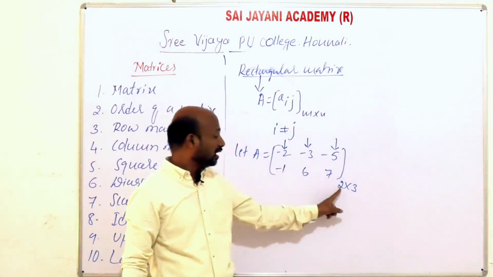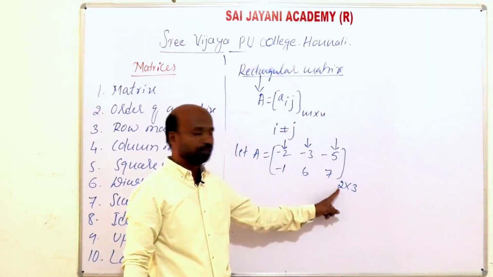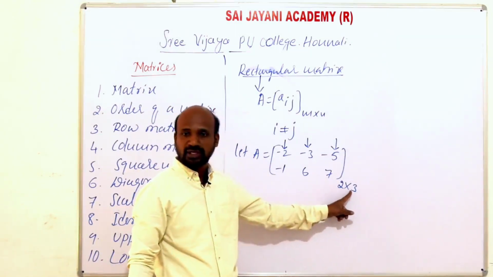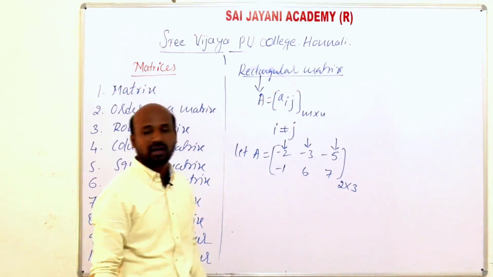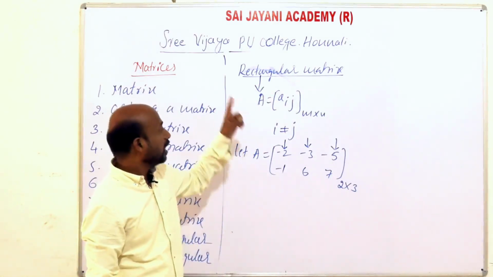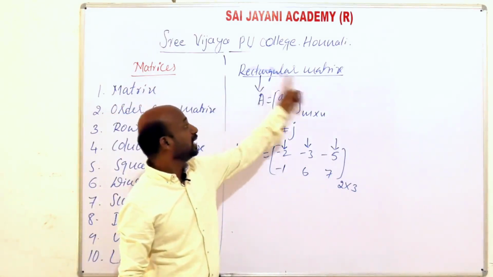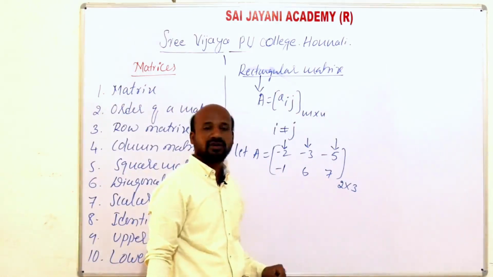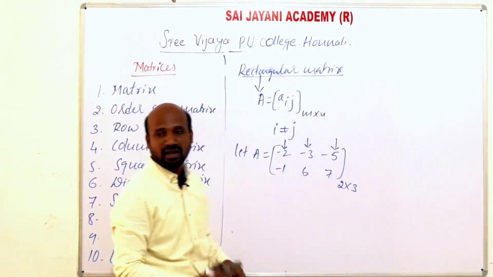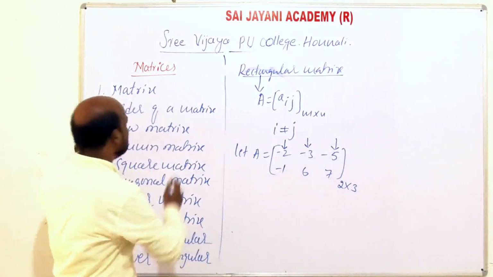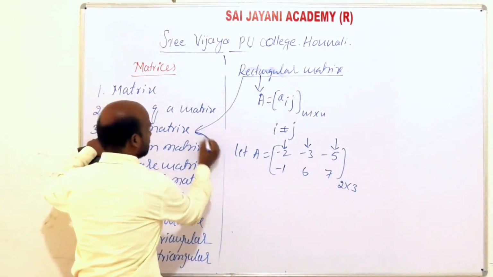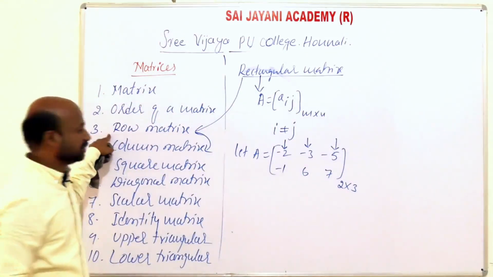Here the number of rows is 2 and the number of columns is 3. So clearly 2 is not equal to 3, so it is a rectangular matrix. A matrix is said to be a rectangular matrix if the number of rows is not equal to the number of columns. In that there are 2 cases: again, the row matrix and the column matrix.